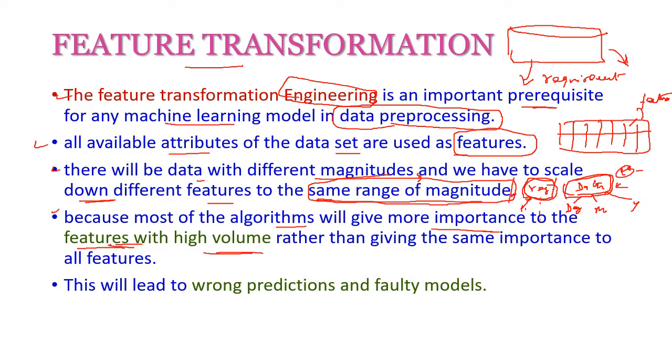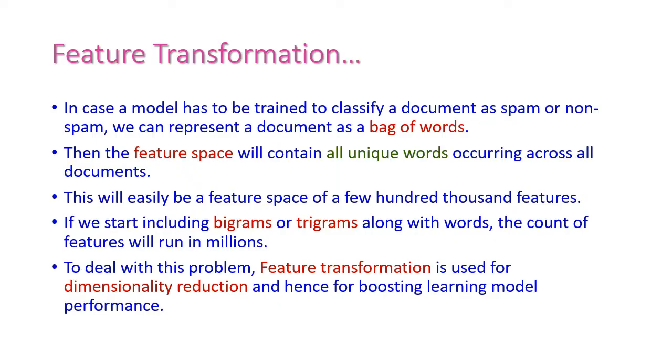This will lead to wrong predictions and faulty models. That means we have to scale down all the attributes into the same magnitude, then only the model will give better results. Let us see one example for this.